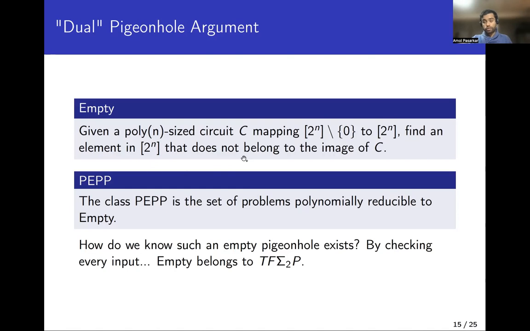So certainly such a problem exists, which makes this total. And we define the class PEPP to be, or PEP, to be the set of problems polynomially reducible to this problem empty. The question then becomes, how do we know that such an empty pigeonhole exists? Unfortunately, it's not very clear how to polynomially verify that an empty pigeonhole is indeed an empty pigeonhole. The only way we'd know how to do so would be to actually check every single input and map the input through C, but doing so requires exponential time. So there's a kind of a quantification that's at work here. And this problem actually is a total problem that belongs to the polynomial hierarchy, TF sigma 2p.